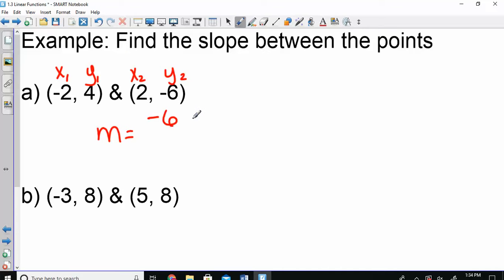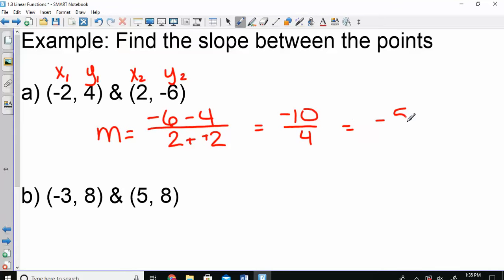All right. Y sub 2, so negative 6 minus y sub 1, so minus 4. X2 minus x1, so 2 minus negative 2. So I get a negative 10 over positive 4, which reduces to negative 5 over 2. You could write that as a decimal, negative 2.5. I just usually stick with fractions because if we're going to graph, rise over run is easier with fractions.